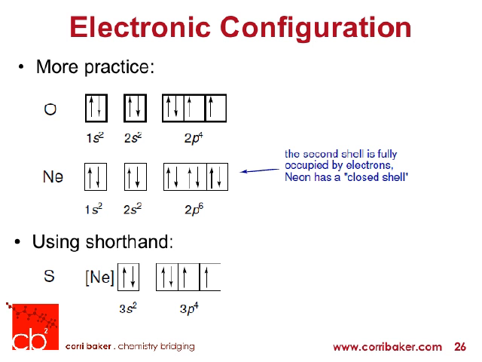If we want to write elements in shorthand rather than writing 1s2, 2s2, 2p6, etc., we can just shorten that and write the previous noble gas. So remember that the noble gases are group 18. So we just write the previous noble gas in the previous period from sulfur, which is neon, and then we continue on with our outer shell electronic configuration. That is the electrons in the outermost level away from the nucleus.